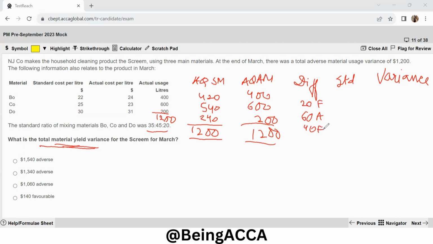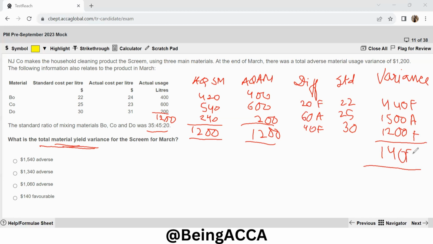Now the standard costs that are given to us are 22, 25 and 30. Just multiplying these figures, I will have my variances. So this is 440 favorable. This is 1500 adverse, and again this is 1200 favorable. If I add these up, I will get 140 favorable. So now this is the variance that I have for my material mix variance.